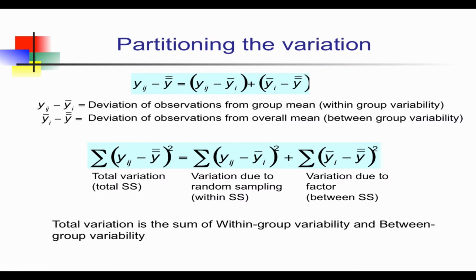And sometimes we call this the between sum of squares and this the within sum of squares. And a simple way for you to memorize this is: the total variance, or the total sum of squares, is a summation of the between group sum of squares and the within group sum of squares. Or in other words, the total variance is a summation of between group variability and within group variability.